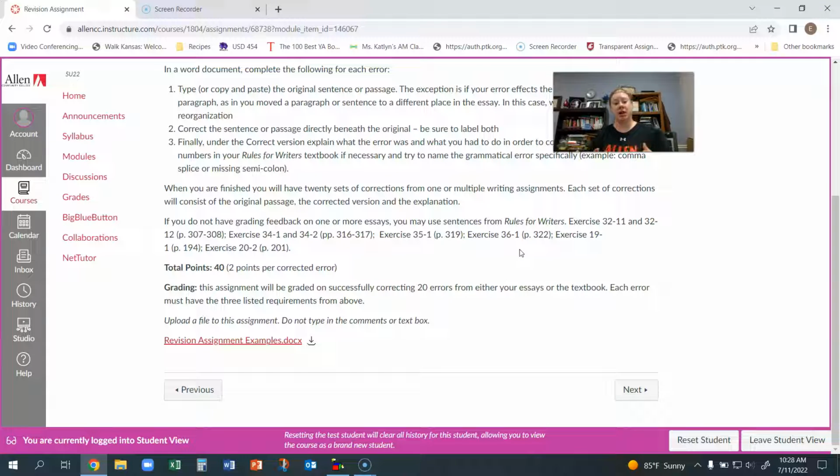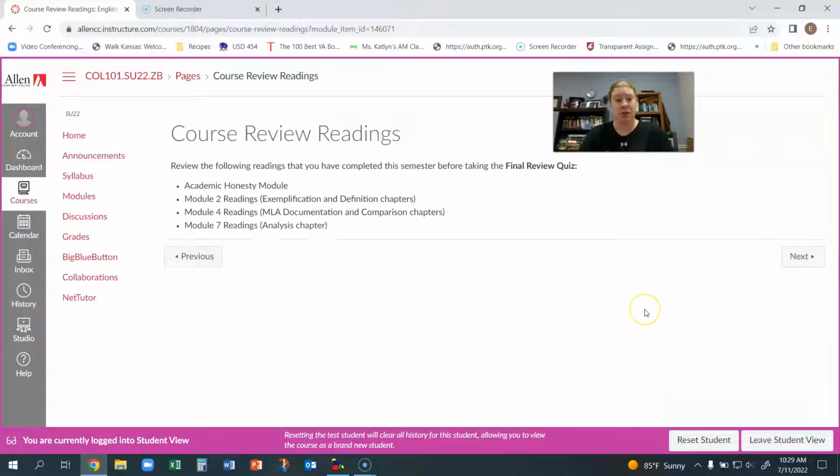So this assignment is not hard, but it will take you a little while, especially because you're going to be going back and forth from an essay to a Word document and that kind of thing, to get your errors, correct the errors, and then figure out why the error occurred to begin with. So you look up the rule if you need to, or explain what was wrong with the sentence to begin with. So that's the revision assignment.